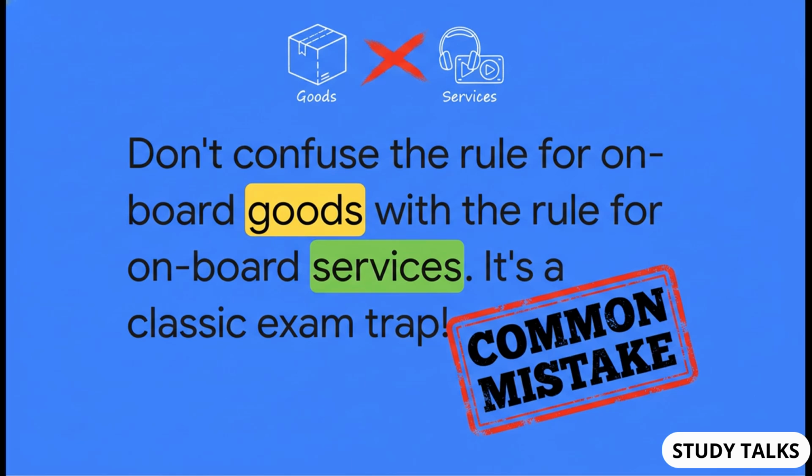And I can almost guarantee you'll see an MCQ testing this. They'll ask for the place of supply for a movie you watched on board, and one of the options will definitely be the city where the food was loaded. They are checking if you know this very specific difference. Don't give them the satisfaction. For services, it's the journey's first origin point.